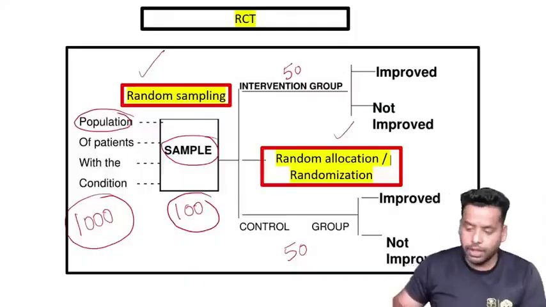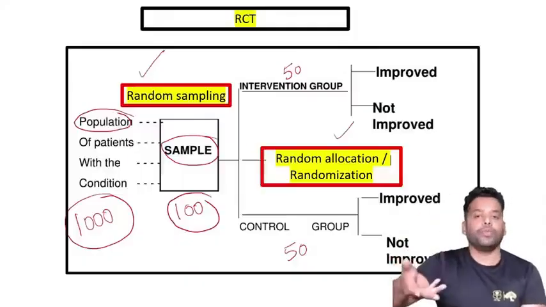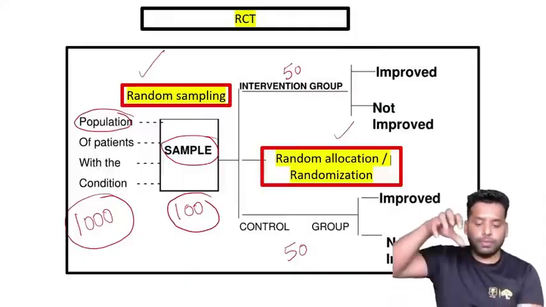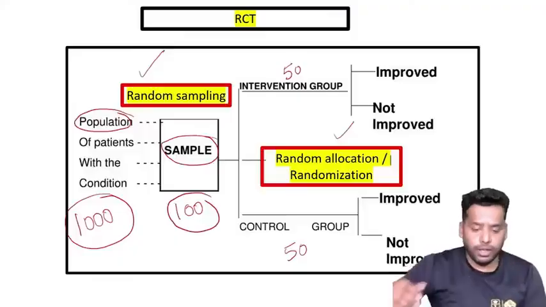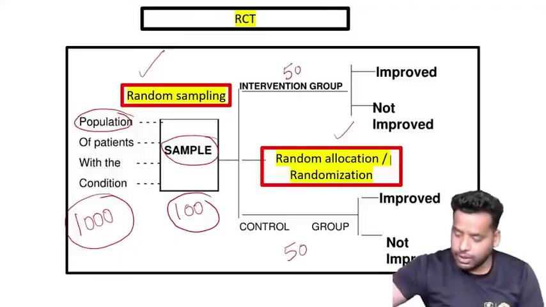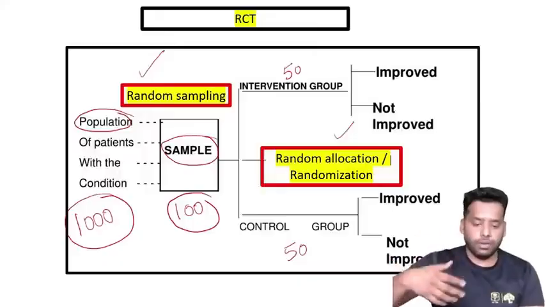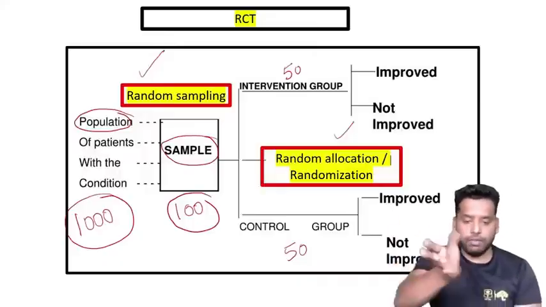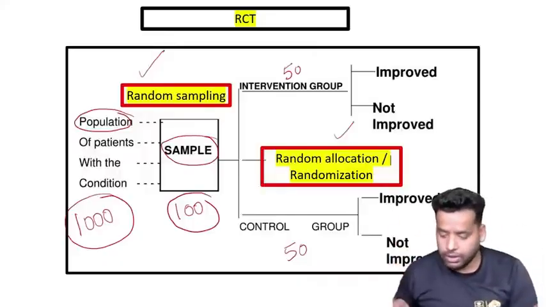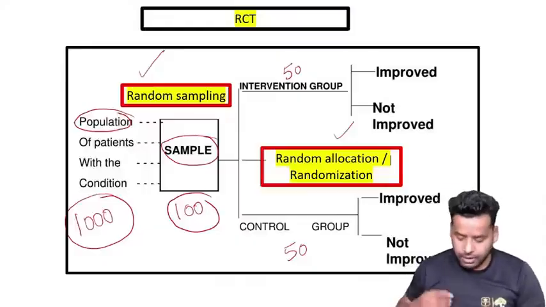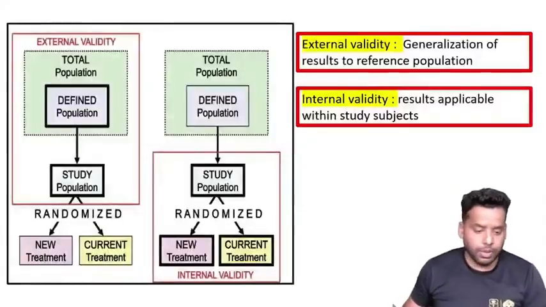Always keep in mind: first we take, then we give. First we sample, then we allocate. It is the life policy. First take, then give. First we take sampling, then we allocate. Random allocation, randomization. So see the words properly.